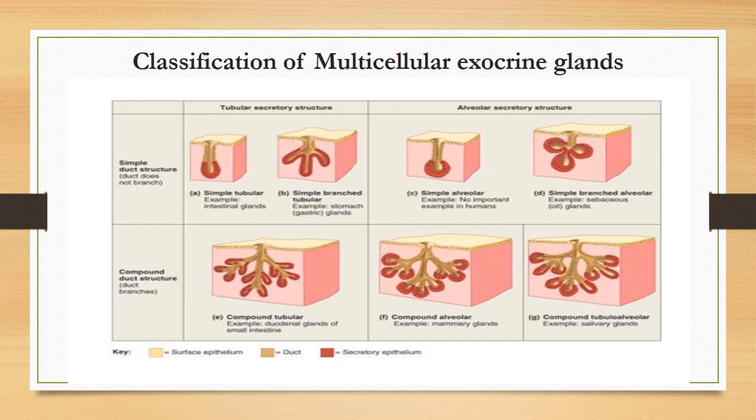And now you can see here, this is the compound alveolar glands like the mammary glands and the compound tubular glands like the duodenal glands or the Brunner's glands, the best example of the compound tubular glands.